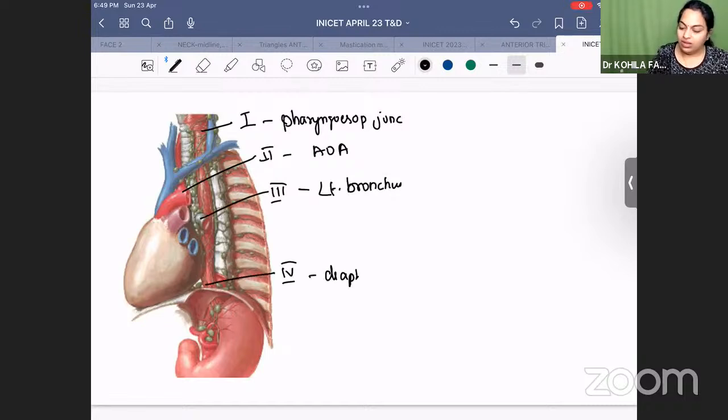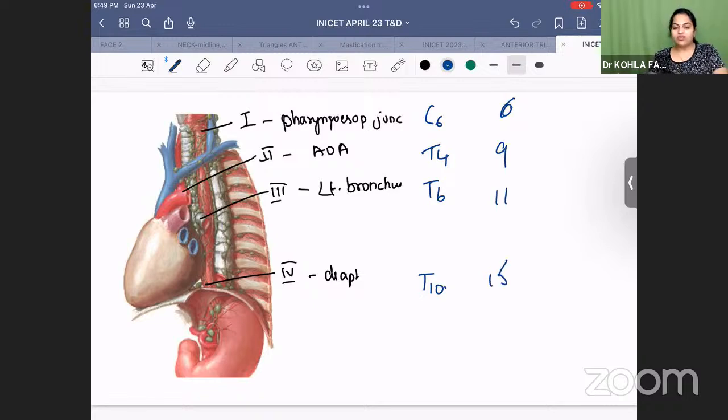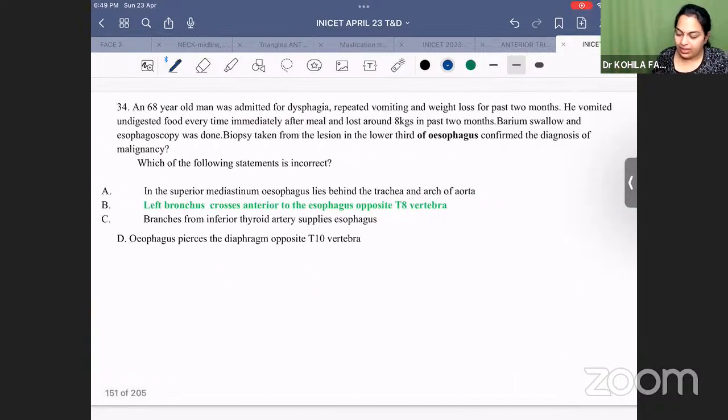At the diaphragmatic opening, this is C6, this is T10. Arch of aorta is T4, left bronchus is T6. And the distances of these constrictions from your incisor teeth follow the 3 times table, right? 6, 9, only this changes. Instead of 12, you put 11 and 15. So this is the distance of the constrictions from the incisor teeth. So all about the esophagus, this is important.